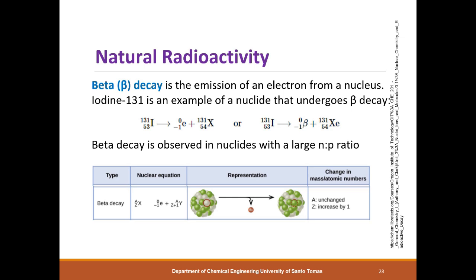Emission of an electron does not change the mass number of the nuclide, but does increase the number of its protons and decrease the number of its neutrons. Consequently, the N/P ratio is decreased, and the daughter nucleus lies closer to the band of stability than did the parent nuclide.